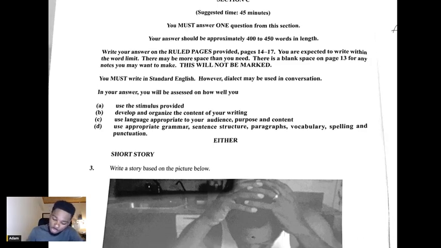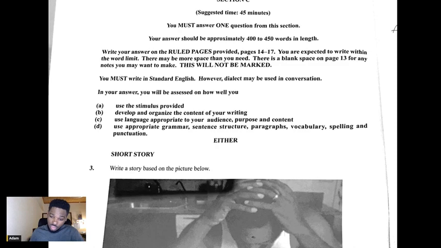All right, so you must write in standard English. So your story, this is an English exam. Your story will be in English. That should be obvious. They shouldn't need to state that. However, dialect may be used in conversation. So if you want to add in your local dialect, for me, if I want to add the Jamaican Creole, the patois, I can add that in conversation. Patois in conversation, but I cannot add the patois in the narration of the text.